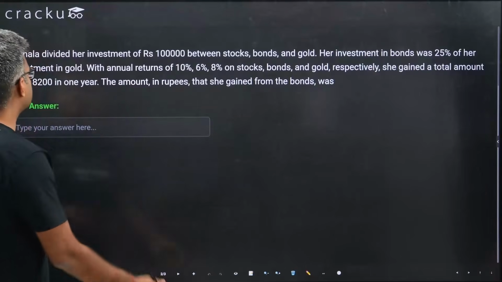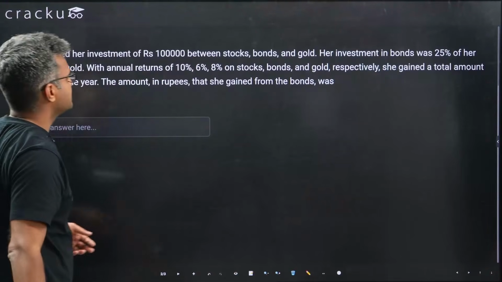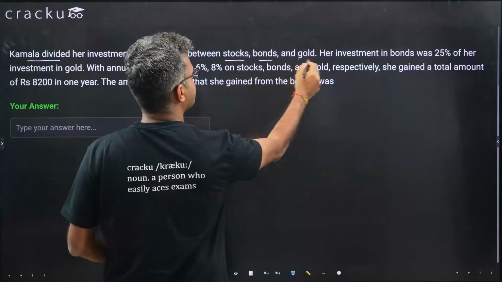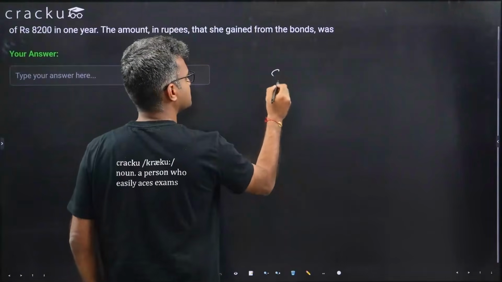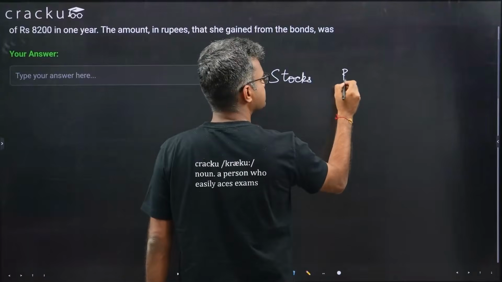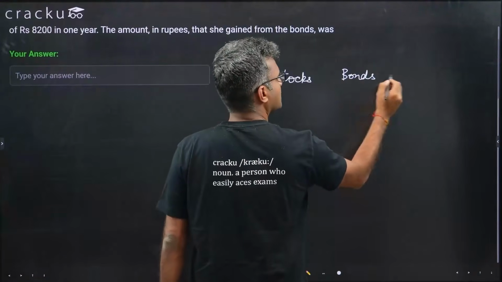In this question, we are told that there is one person called Kamala. She divided her investment of 1 lakh between stocks, bonds, and gold. So we have stocks, bonds, and gold.